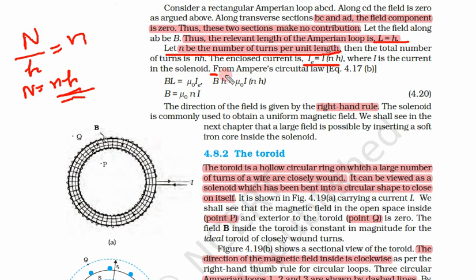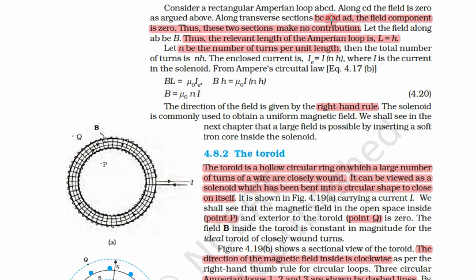Now from Ampere's circuital law, what do we have? B L is equal to mu naught I enclosed. Now let us put in all the values. B is B because we have assumed the magnetic field to be B. The length was h. Mu naught is the same. I enclosed is simply I into N, and N is nh. Now h gets cancelled on both sides. So what we get is that the magnetic field is mu naught n I.